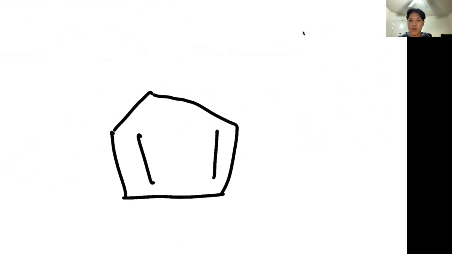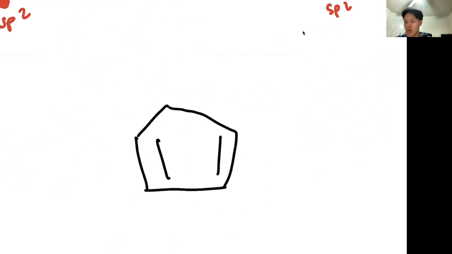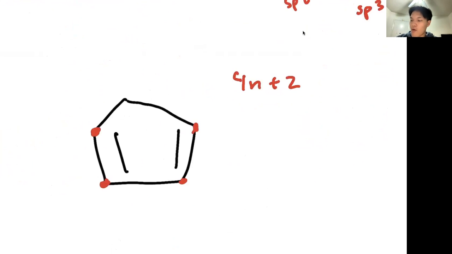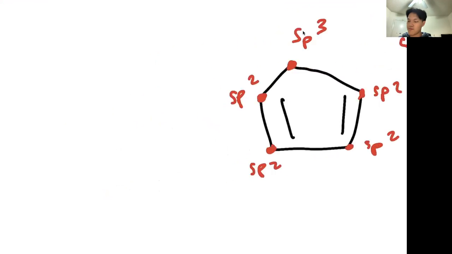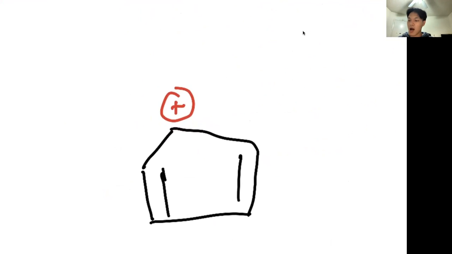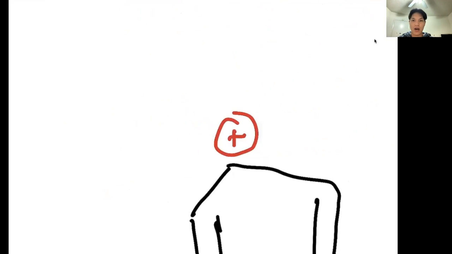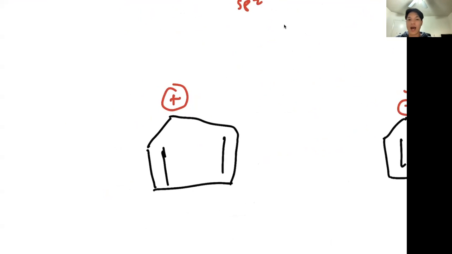So let's look at this one. Okay, you already know from the start that this isn't aromatic because it doesn't satisfy 4n plus 2, right? It only has 4, so it can't do that. This is sp2, sp2, sp2, sp2, and this is sp3. So it's not in the same plane, and there's no double bond going up here, okay? But let's say it does have that cation. So what happens if it has that cation?